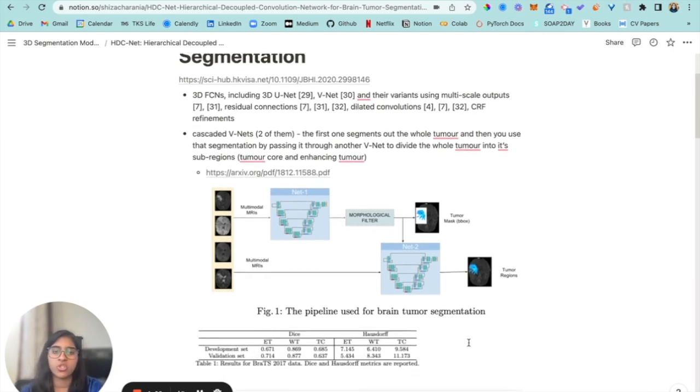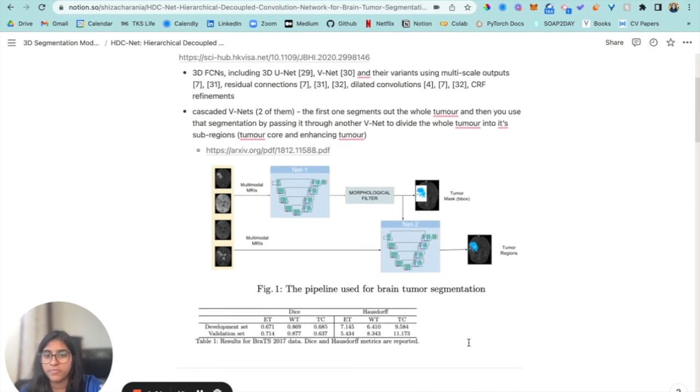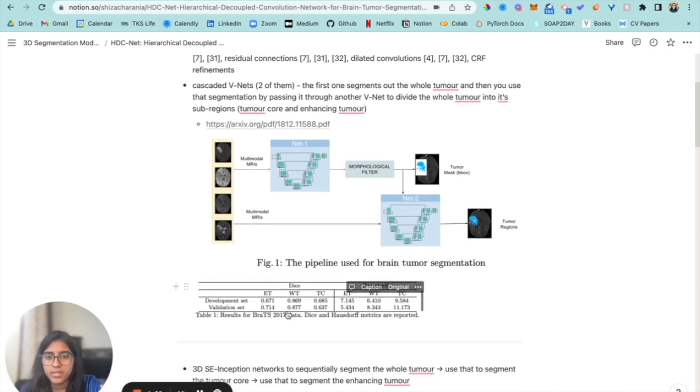And then for the Dice and Hausdorff metrics, which are the metrics you would usually have in the BraTS challenge, basically the annotation and segmentation of brain tumors, that's essentially the challenge I've also been working on. So that's what the models are for. For the Dice, you see that in the validation set, the accuracy for enhancing tumor is 71.4, whole tumor 87.7, and as I mentioned, it's going to be higher because it is easier. And then tumor core is 63.7%.